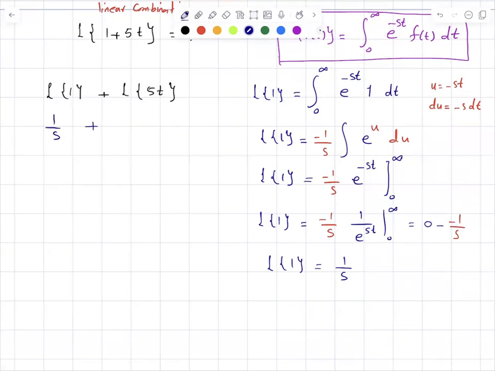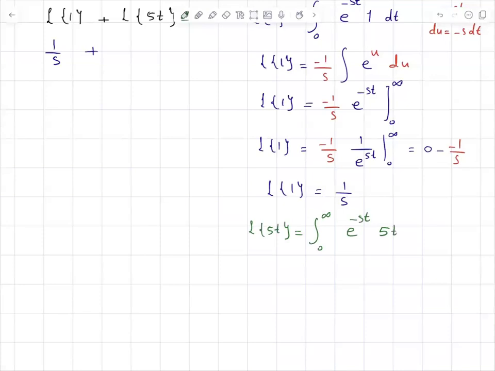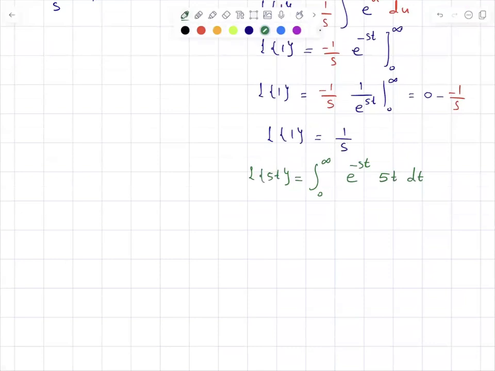Now we just need to calculate the Laplace of 5t with the same process. For the Laplace of 5t, the process is the same. You have the improper integral from 0 to infinity of e to the power negative st times 5t dt. For this one, we're going to use the method of integration by parts. Let me write this here so we have enough space.